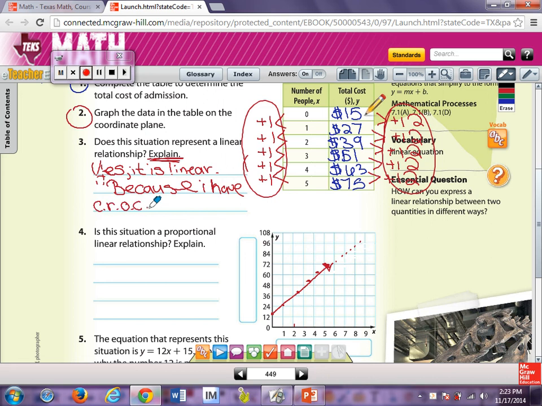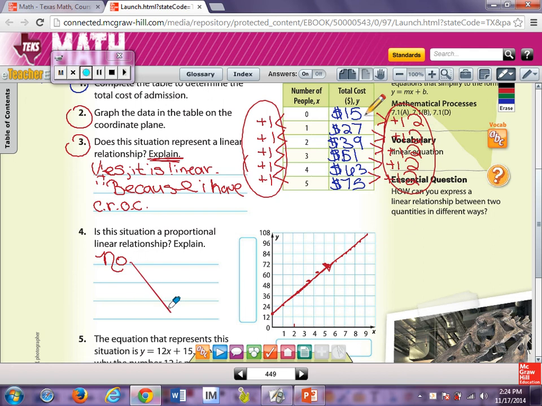Now, let's go ahead and look at number 4. Is this situation a proportional linear relationship? Explain. Well, I would say it is definitely linear. We just proved that. But is it proportional? And the answer, if you're paying attention to the last chapter, is no. And hopefully you can explain why.